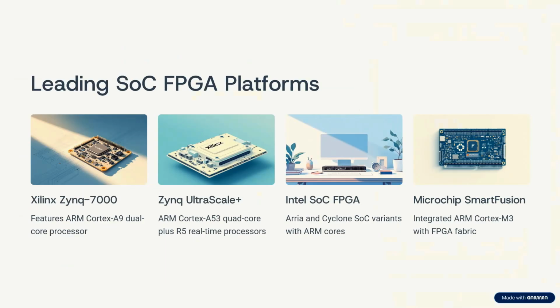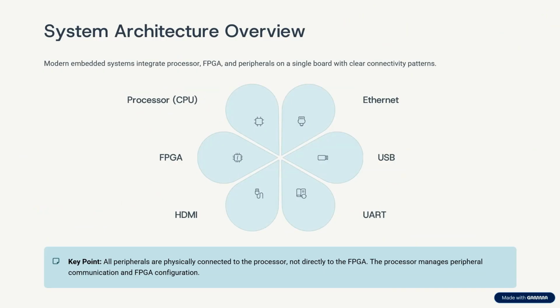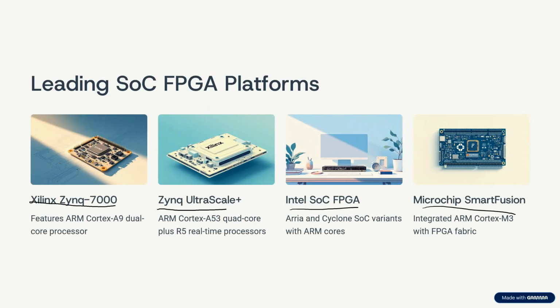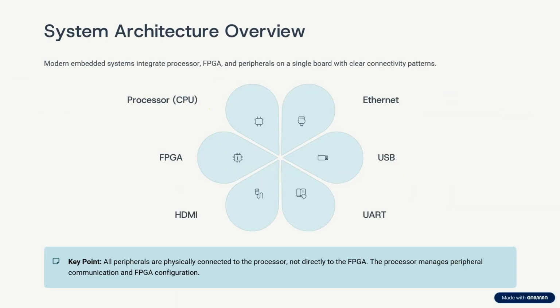Now, the SoC families which are leading are Xilinx Zynq 7000 and Zynq UltraScale Plus, Intel SoC, and Microchip SmartFusion. These are the categories where you are going to have PS and PL fabrications, right? Now, the main thing we need to understand is that modern embedded systems integrate processor, FPGA, and peripherals on a single board with clear connectivity patterns. We are going to have a processor, that is our CPU, and a FPGA, and HDMI ports, UART ports, USB, Ethernet, everything on a single chip, right?